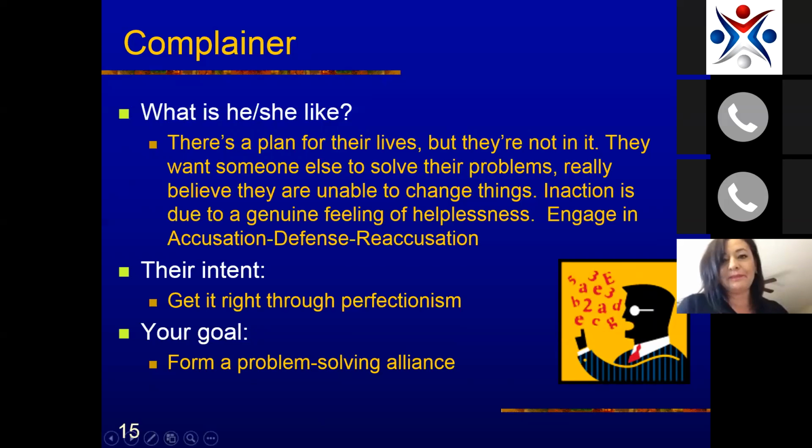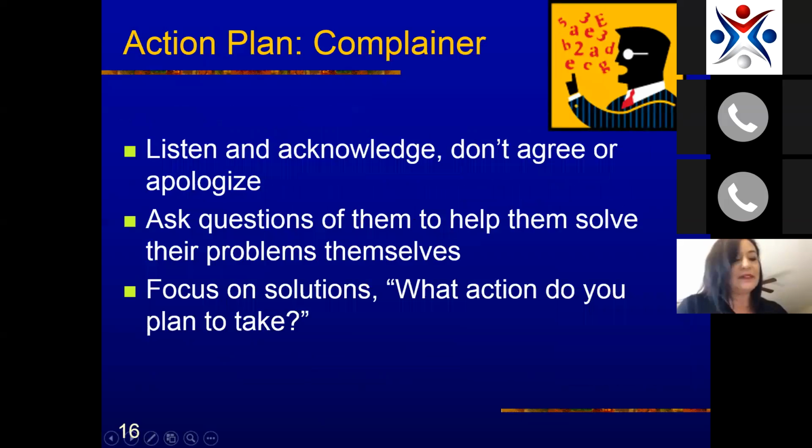Slide 16. So the action plan for the complainer is to listen to them and, without necessarily agreeing or apologizing, help them solve their problems by focusing on the actions they need to take. This could be a difficult person to deal with because they don't take responsibility, and when they don't take the responsibility, they likely will have no action. Focus on solutions by giving them actions and responsibilities.